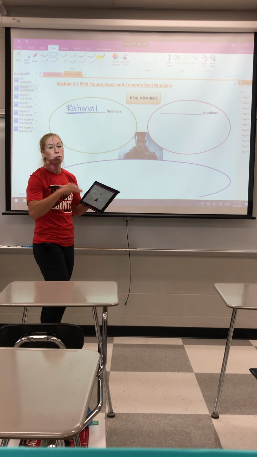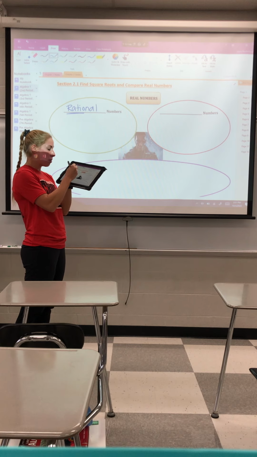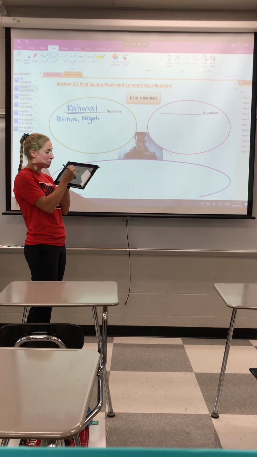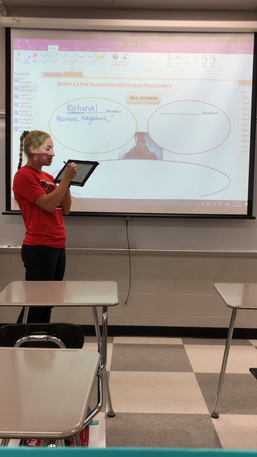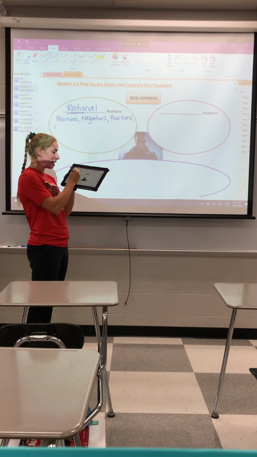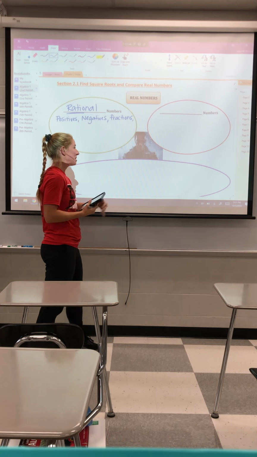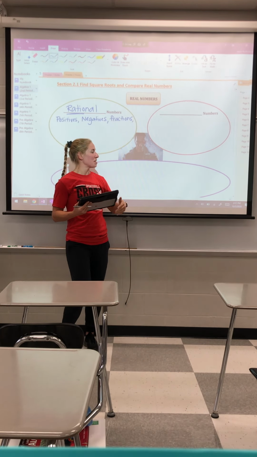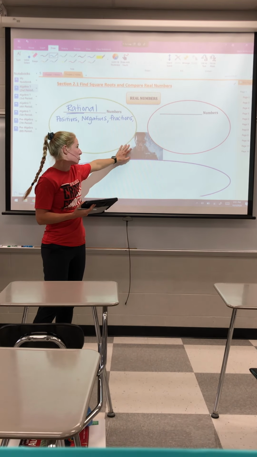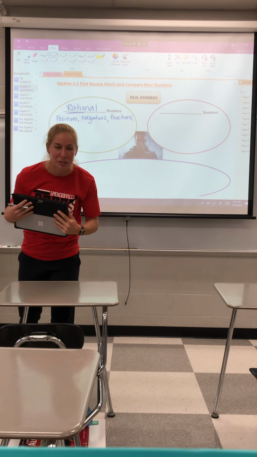So your rational numbers include the group of numbers that are your positives, your negatives, your fractions, repeating decimals. Actually, the reason that I've got this fellow right here on your notes, anybody know who that is? Does anybody know? Yeah? That is Arnold Schwarzenegger playing the Terminator, okay?